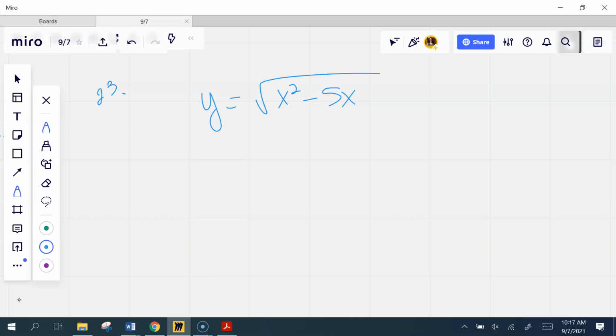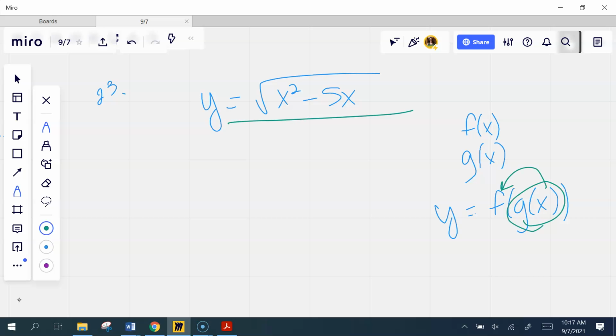All right, so it says find f of x and g of x so that y equals f of g of x. So in other words, I want something that whenever I plug it in, I end up with this. When you plug g of x in, let me ask you this. What if I told you f of x was the square root of x? Could you then tell me what g of x is? Absolutely, it could.